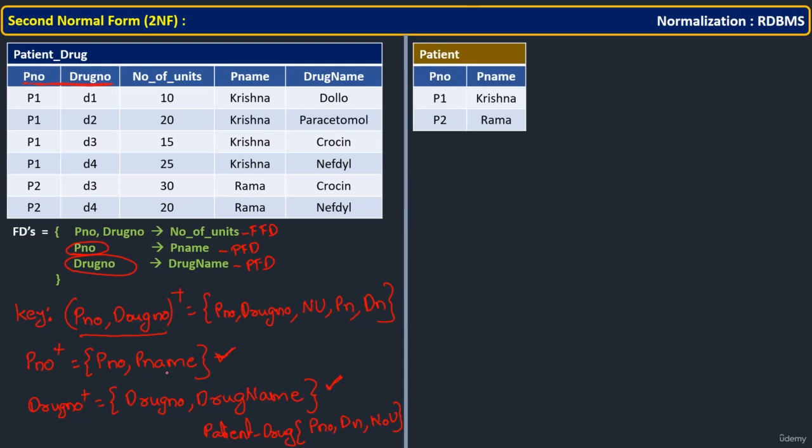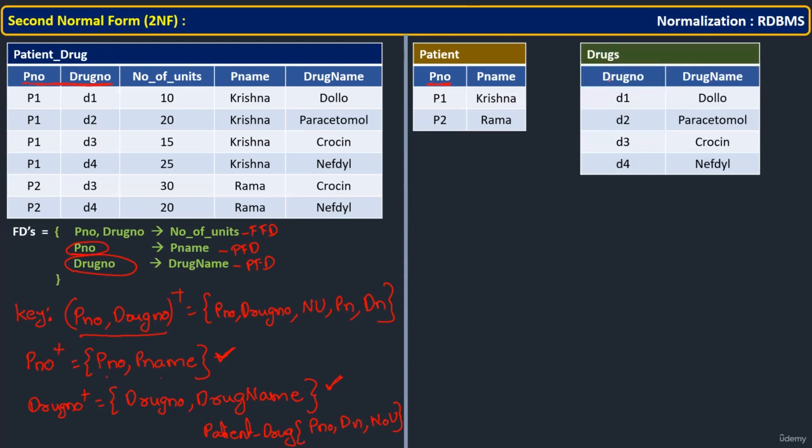So that is what you can observe here clearly. The first one is patient number and patient name. Patient number is the primary key here. You can see 2 patients are there overall, so only 2 rows we have, and their names Krishna and Rama. And another table is the drug table. How many drugs in total do we have? 4 drugs we have. Drug number is the primary key here, and their names we have here.